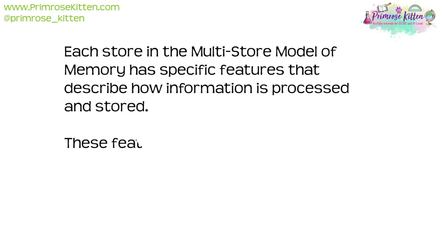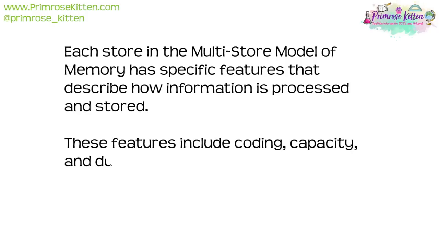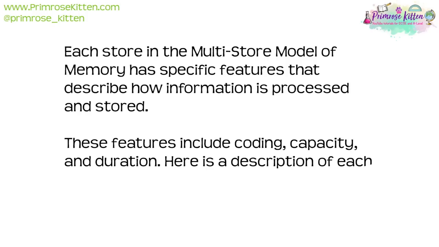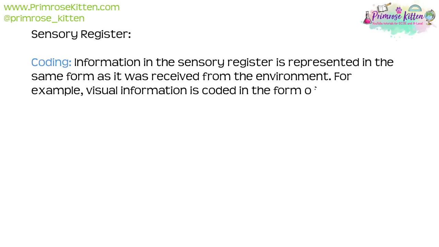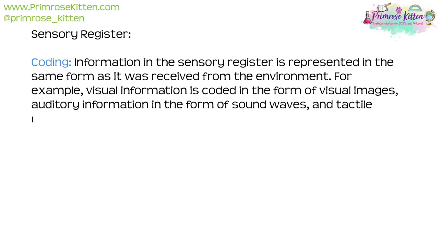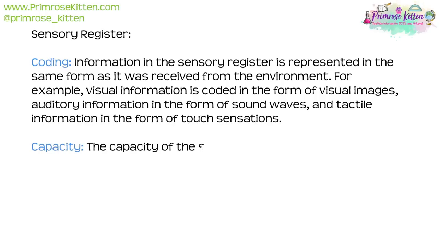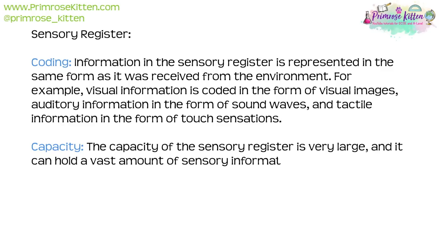Each store in the multi-store model of memory has specific features that describe how information is processed and stored. These features include coding, capacity, and duration. Here's a description of each store's features. The sensory register. Coding. Information in the sensory register is represented in the same form as it was received from the environment. For example, visual information is coded in the form of visual images, auditory information in the form of sound waves, and tactile information in the form of touch sensations.